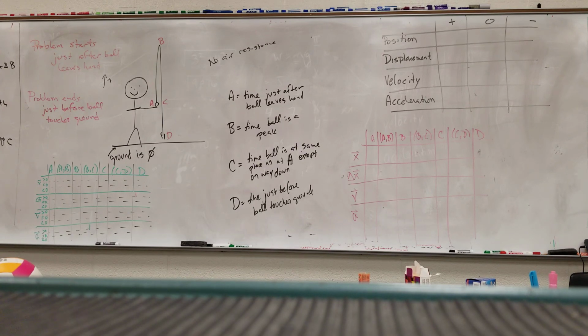Remember that position is positive when it's on the positive side of 0. Displacement's positive when it's on the positive side of the starting point. Velocity is positive when going in the positive direction. And acceleration is positive when the net force is in the positive direction, or it's speeding up while going in the positive direction, or slowing down going in the negative direction.